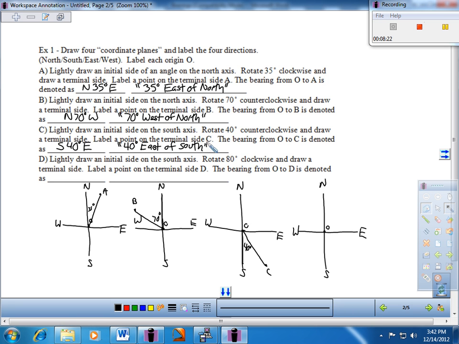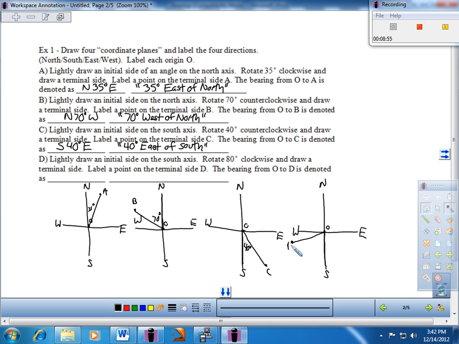Wonderful. Well, you can probably figure out at least where the last one will be, but let's go ahead and take a look at D. It says lightly draw an initial side on the south axis. So last time around, everybody, let's go ahead and pull this off. So there's my south axis right there. I'm going to rotate 80 degrees clockwise. So that's going to be this way up here. If I went 90 degrees, I'd hit the west axis. So 80 degrees, and make yourself a nice terminal side.